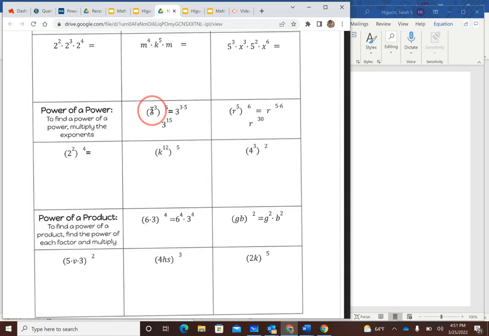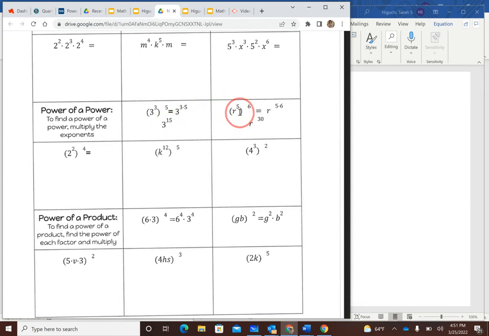Inside the parentheses, we have 3 to the third power in this first example, and on the outside of the parentheses, it's raised to the fifth power. So this would be an example of a problem where you would use the power of a power property, and you would multiply the 3 times the 5 and simplify that to be 3 to the 15th power.